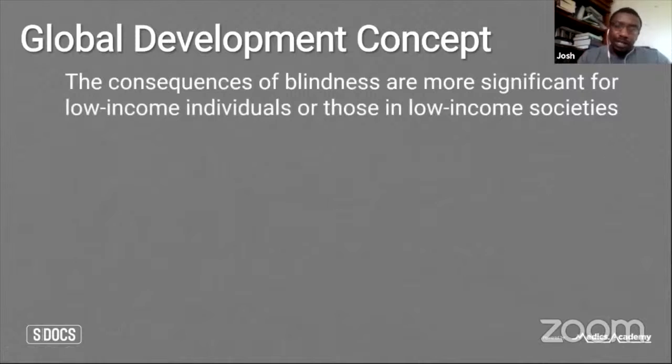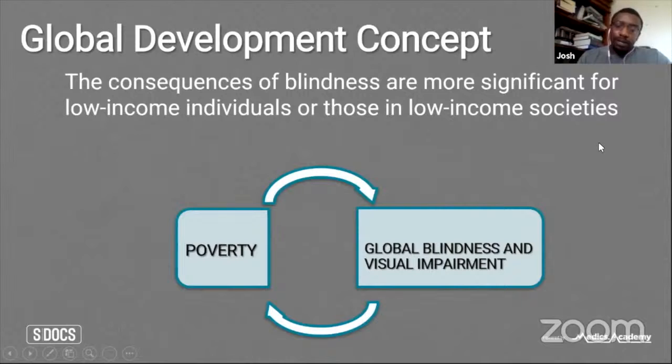And another interesting concept in global health ophthalmology is how it relates to global development. It's intrinsically linked. It goes beyond medicine. The consequences of blindness are already more significant for low-income individuals or those in low-income societies. So the effects that we talked about before are going to hit them harder. And also, global blindness and visual impairment can cause poverty. Again, linked to some of those other effects of blindness that we looked at. And then poverty is linked to global blindness and visual impairment, as we looked at some of the reasons why there's such a disparity between low-income countries and their higher rates of global blindness and visual impairment.